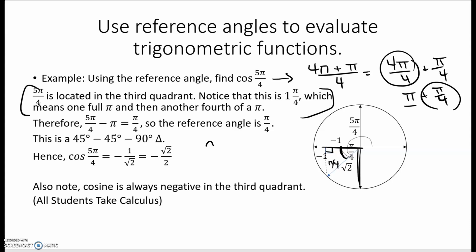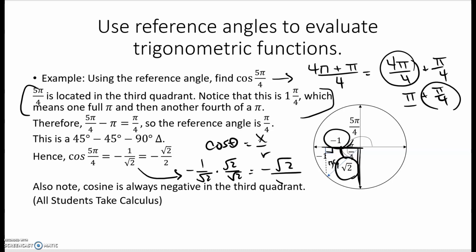We know that cosine of theta is equal to x over r. Our x is negative 1, our r is square root of 2. We can't leave it like this because we have a radical in the denominator, so we need to rationalize that. Negative 1 over square root of 2 times square root of 2 over square root of 2 gives negative square root of 2 over square root of 4, and square root of 4 reduces down to 2. So we have negative square root of 2 over 2.